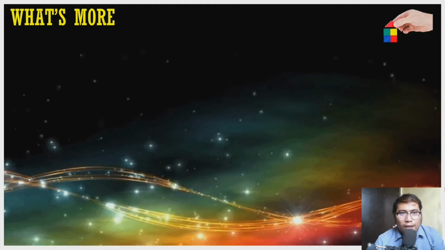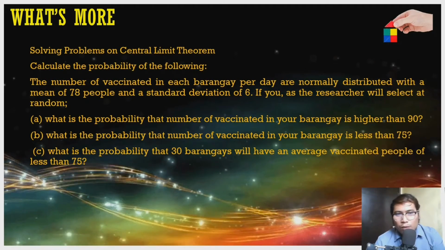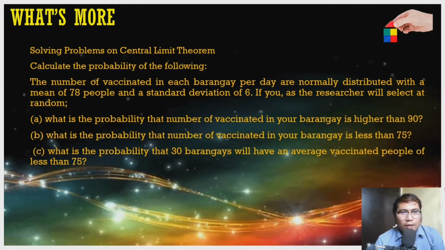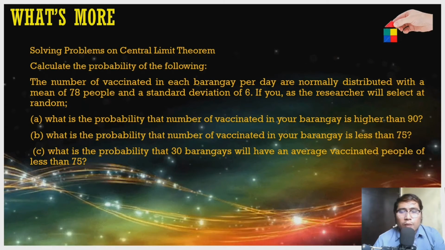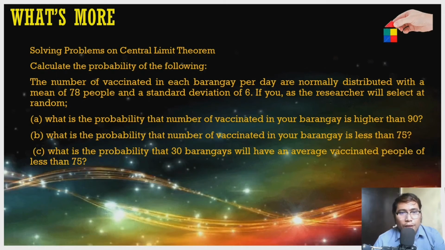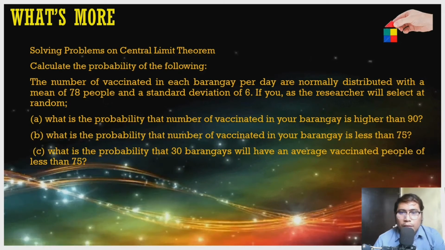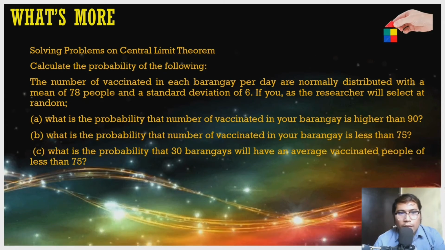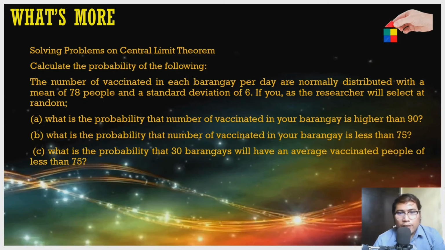So in this session we will be dealing with solving problems on the central limit theorem. We are going to calculate the probability of the following. The number of vaccinated people in each barangay per day is normally distributed with a mean of 78 people and a standard deviation of 6.